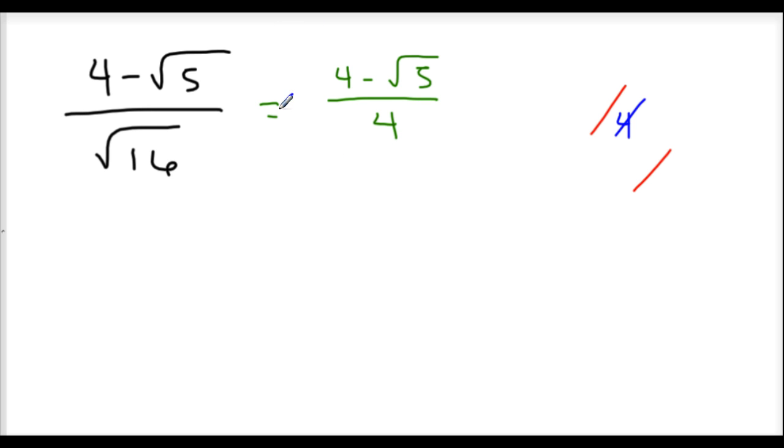So very similar to when you have the quadratic formula, x equals plus or minus 4 radical 5 over 4. If I can simplify a 4 out of all 3 terms, fine. If I can't, leave it alone. So my answer is just 4 minus radical 5 over 4.